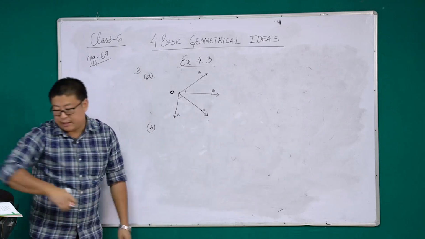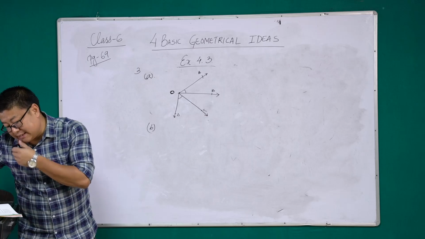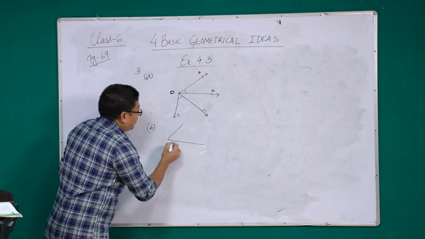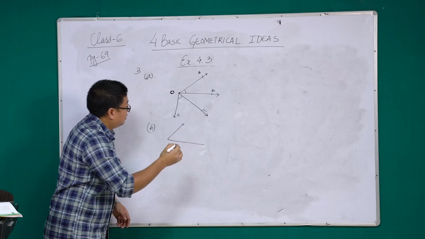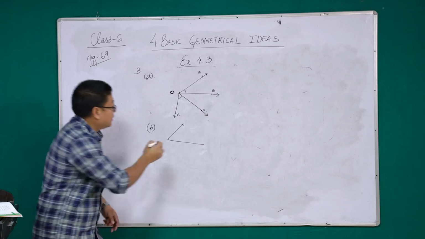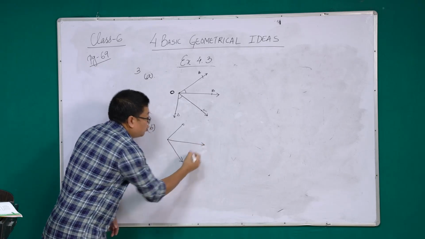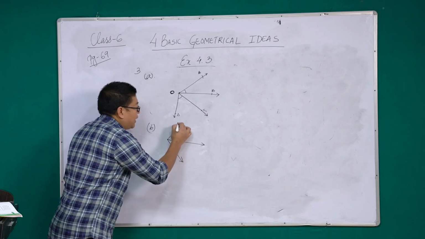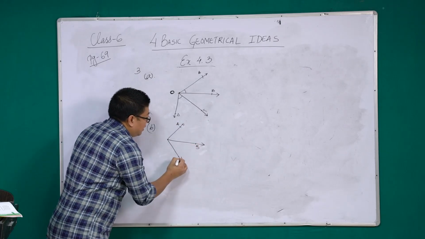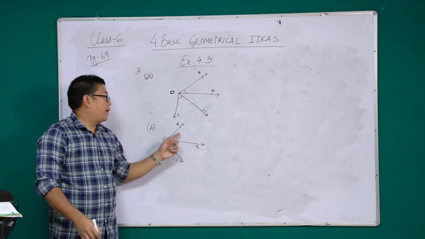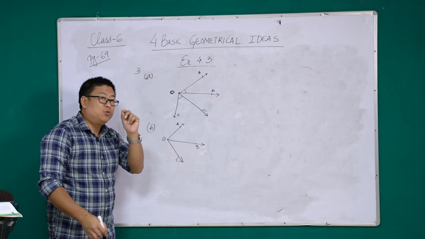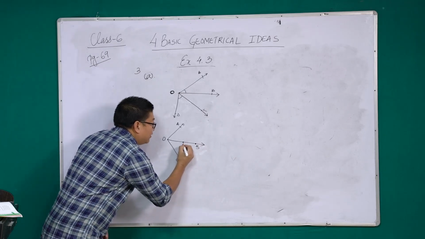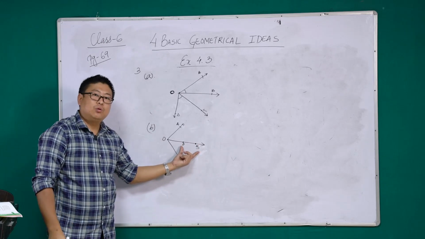Let's look at B: two points in common. We are supposed to draw two angles, and they want two common points. So we can mark this as A, B, C, and let this be O. Now we have two angles, but we need two common points. We have one point B here, so we can put another point here, D. So we now have two common points.